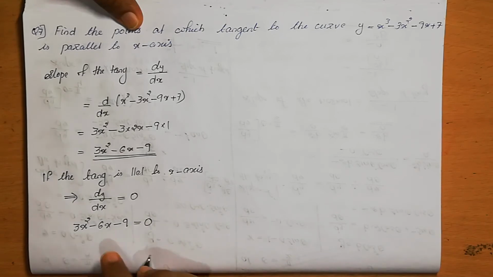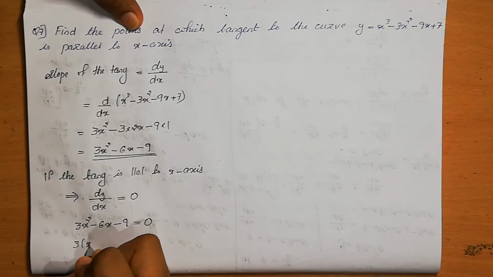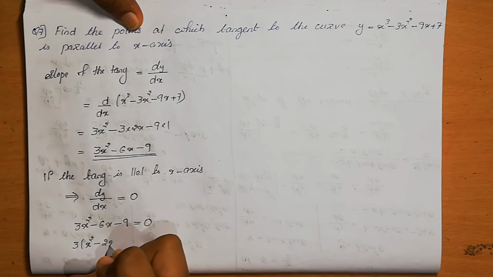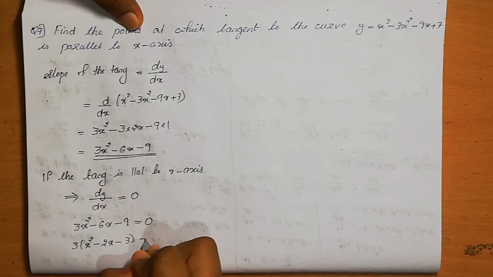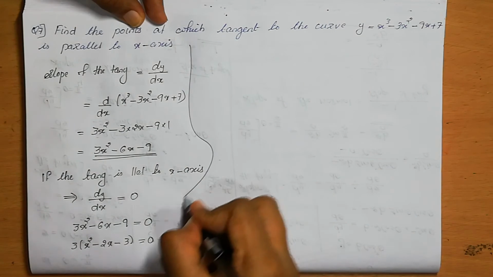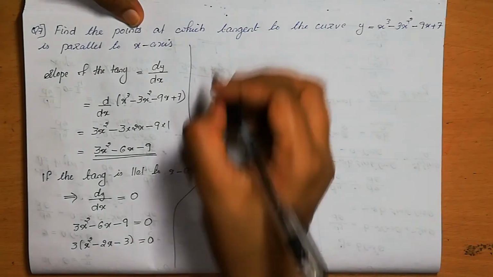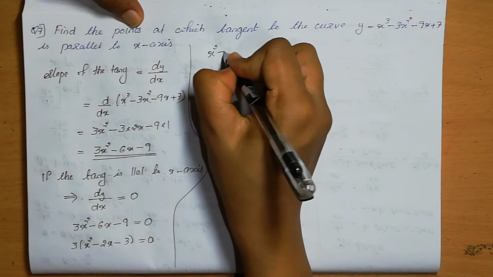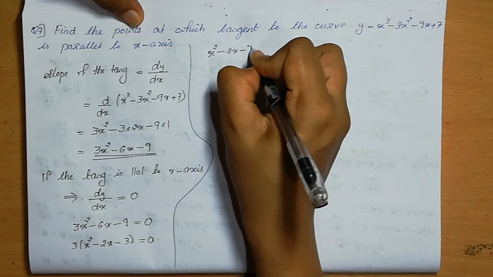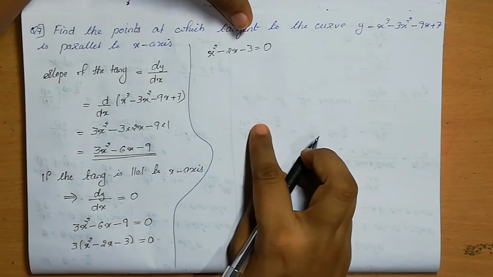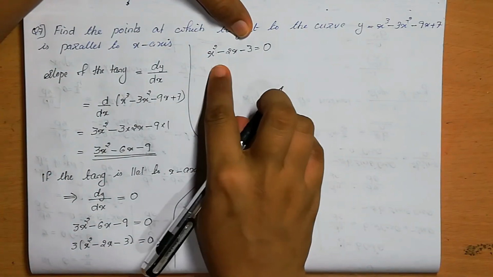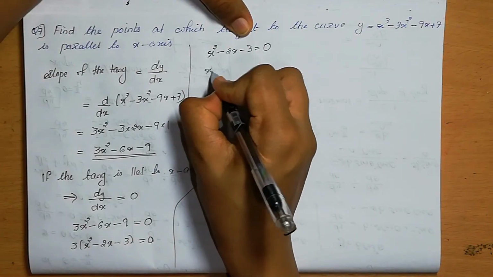From here we can take 3 common. That means 3 into x square minus 2x minus 3 equal to 0. So shifting 3 to this side, we will get x square minus 2x minus 3 equal to 0. Then the sum and product method we need to split the term. So the product is minus 3.